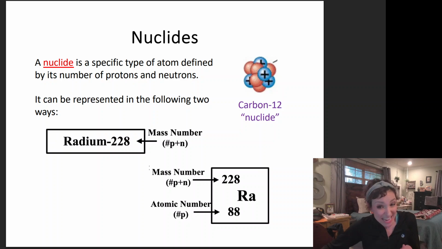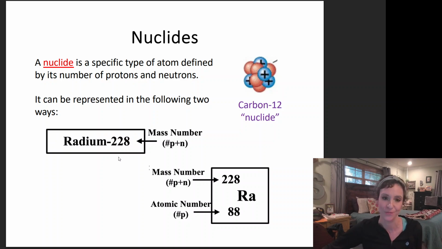I can represent what's going on in a nucleus in two ways. This is nothing new, but it has been a while, so we're going to review it. This is how I can represent the subatomic particles, meaning the protons and the neutrons specifically, within an atom. Here I have radium, hopefully that's the name of the element, and then after the dash, I have a number. This number is the mass number. Mass number is the number of things that have mass, meaning your protons and your neutrons, which are the nucleons, the stuff that's in the nucleus.